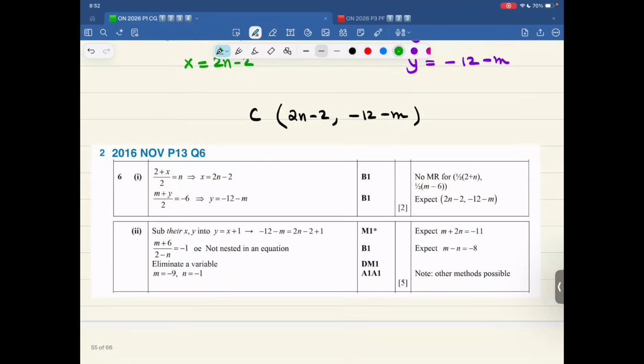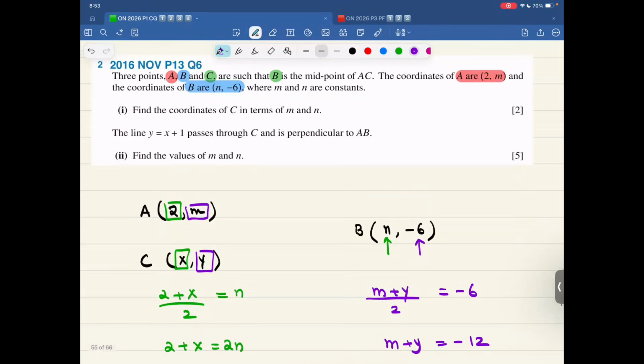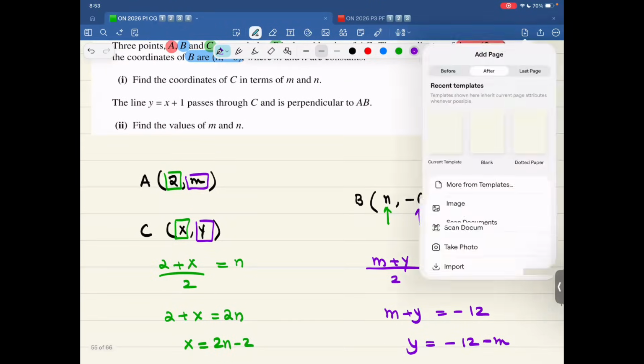Let's double check. This is the x coordinate of C, that is 2n minus 2. This is the y coordinate of C, that is negative 12, negative m. So both are good, perfectly right. Now this is for 2 marks. The line passes through C and is perpendicular to AB.